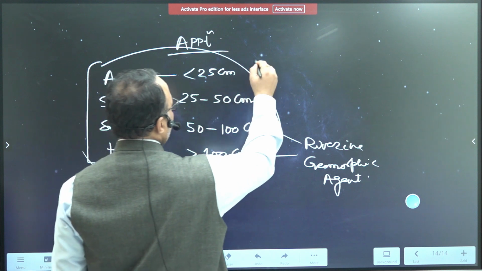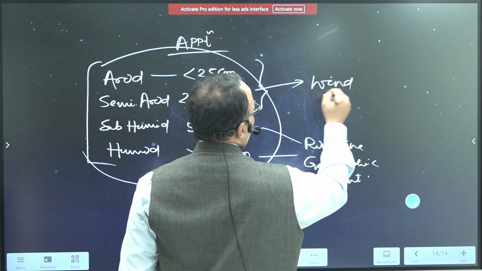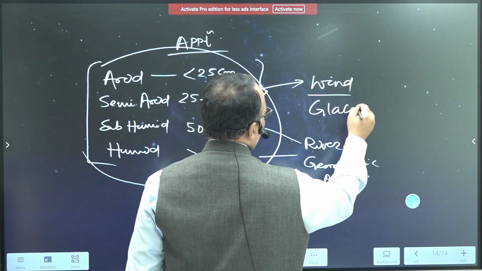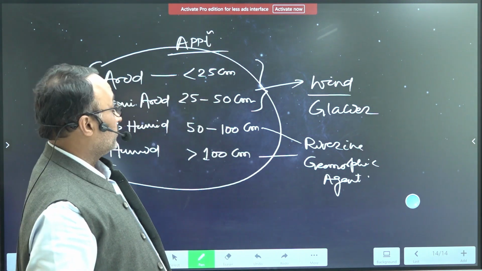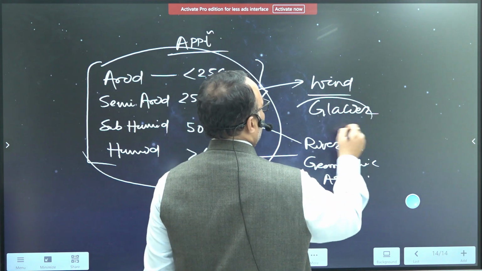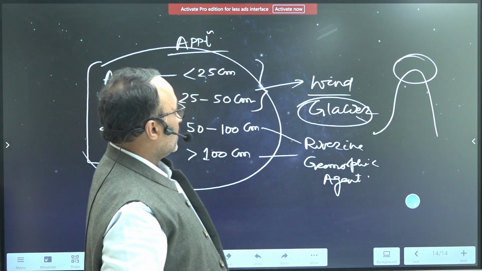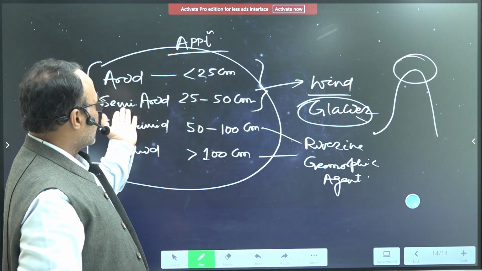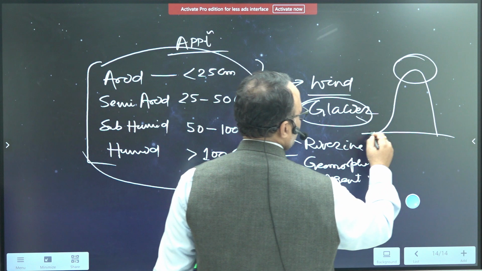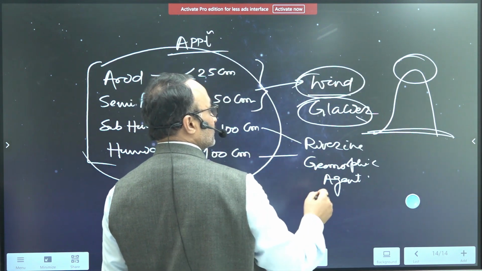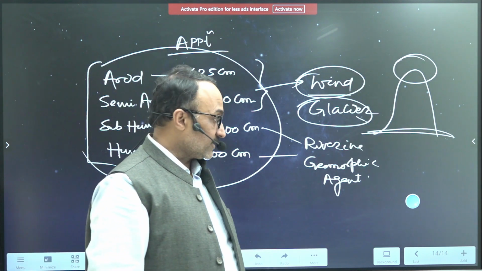And arid and semi-arid region is dominated by wind and glacier. Depending upon the latitudinal condition, the wind or glacier will be acting. In highland area over the mountain top, the glaciers are existing, so they also remain dry. That's why they are also called arid or semi-arid. So over the surface of the earth, if aridity is there, then wind will be the most important factor. But over the mountain, if aridity is there, then there will be glacier as the most important factor.